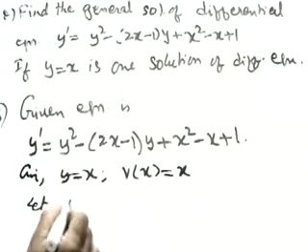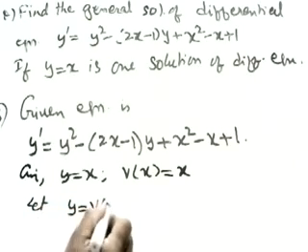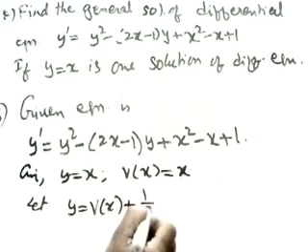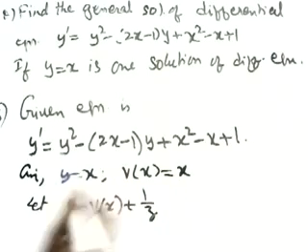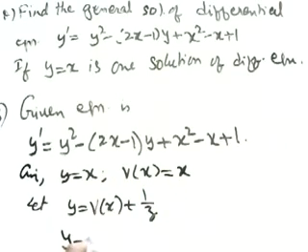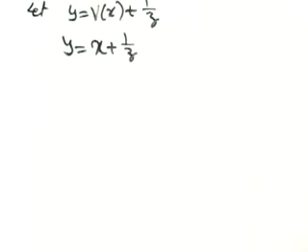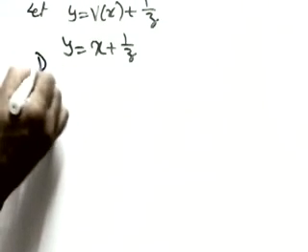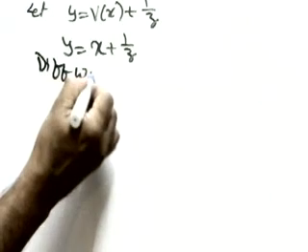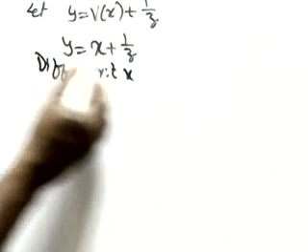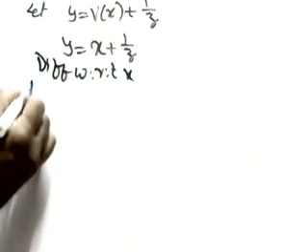Now what is the method here? What is the formula here? y = v(x) + 1/z. Now substitute the value of v(x). So y = x + 1/z. Now we have to differentiate this with respect to x.